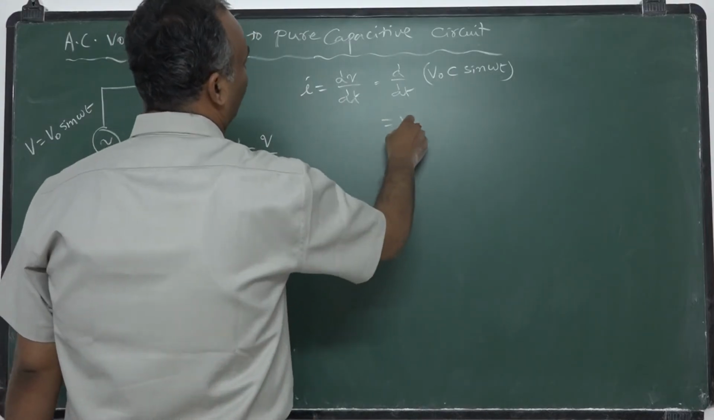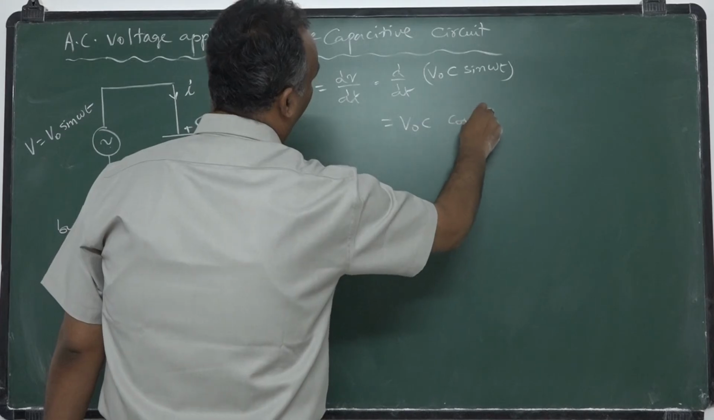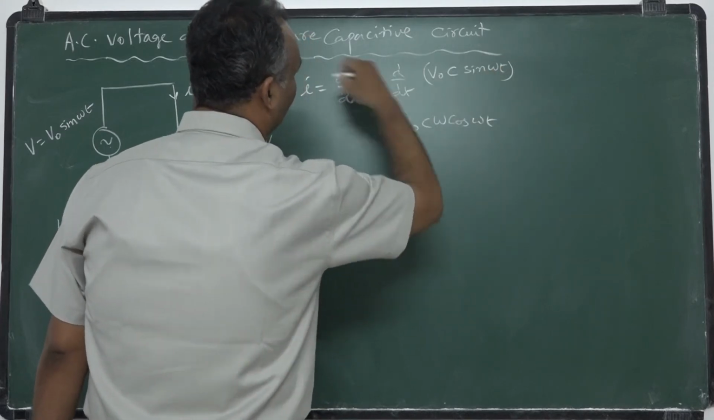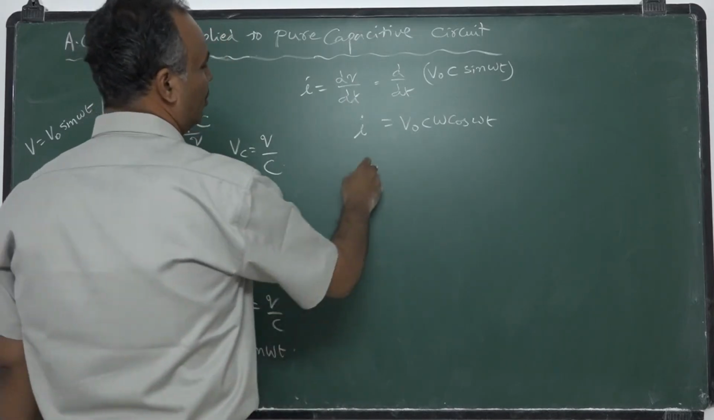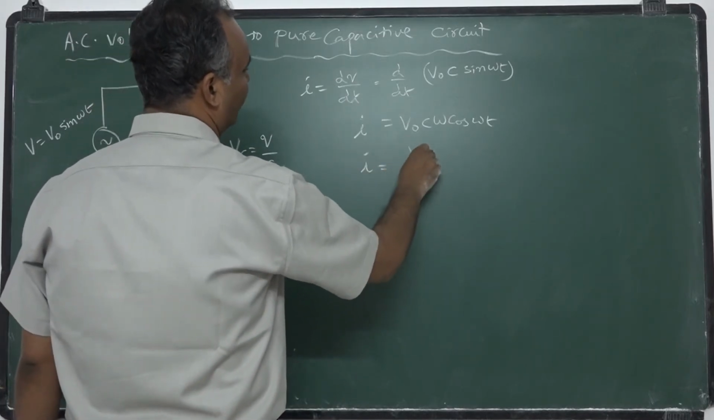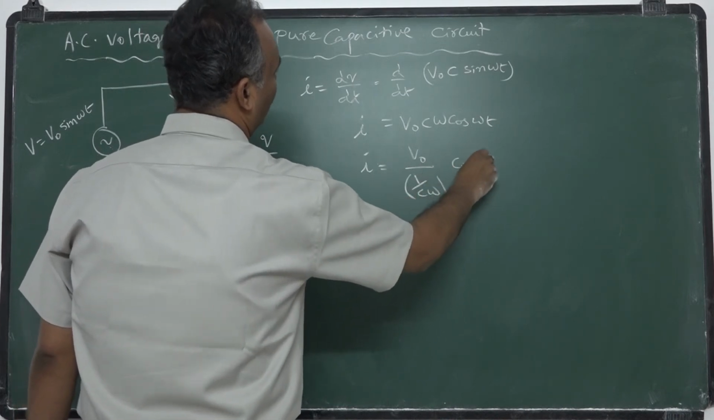So V naught is constant, C is constant. The derivative of sin omega t is cos omega t, and for omega t, the derivative is omega. This is the current in the circuit. This current can be written as V naught by 1 by C omega cos omega t.